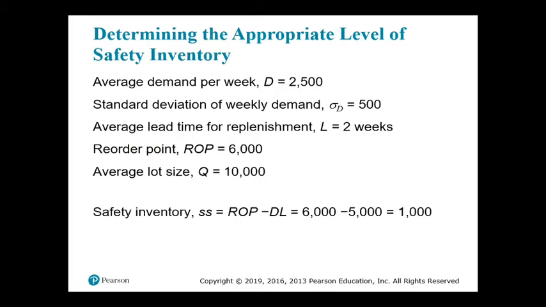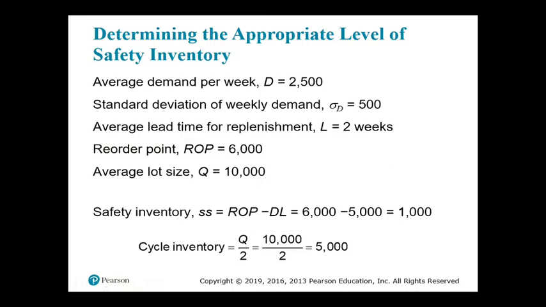Our safety inventory as a result is ROP minus D times L. So 6,000 minus 2,500 times 2 equals 1,000 units.